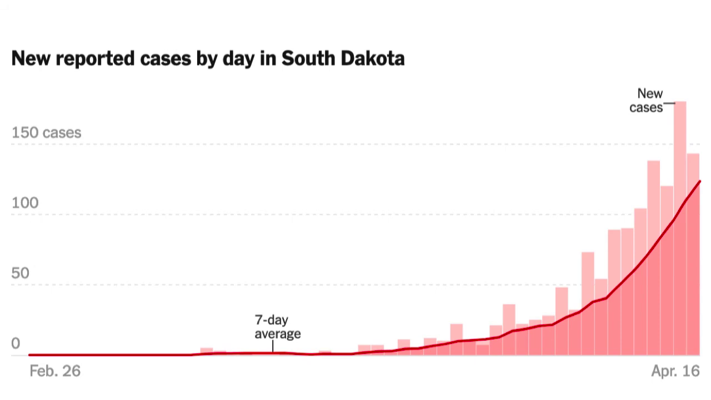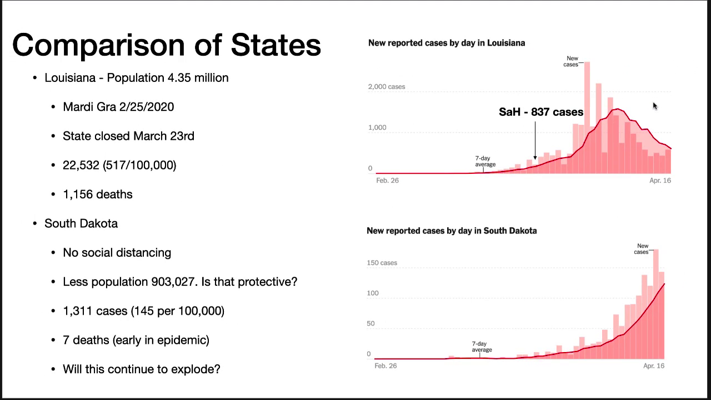Another example is South Dakota, where at this time there is still no stay-at-home order. The cases started later because it got there later, but they are exponentially exploding now, and they're at 145 per 100,000. Without intervention, I am concerned that in another 5 days, there will be twice as many cases, and I hope they do something soon.